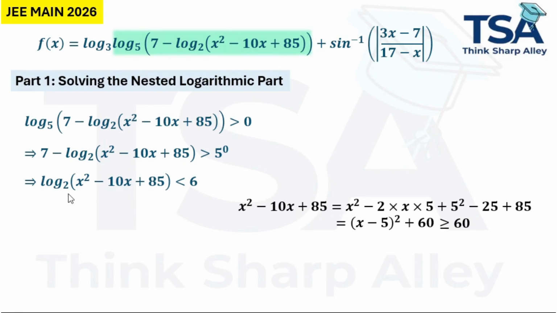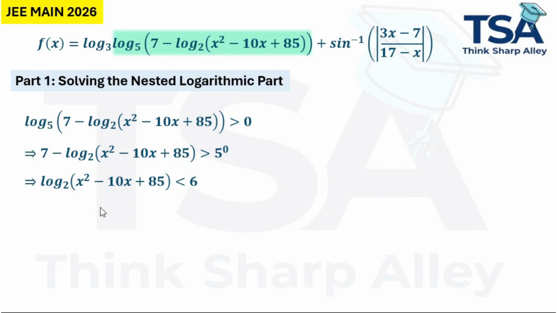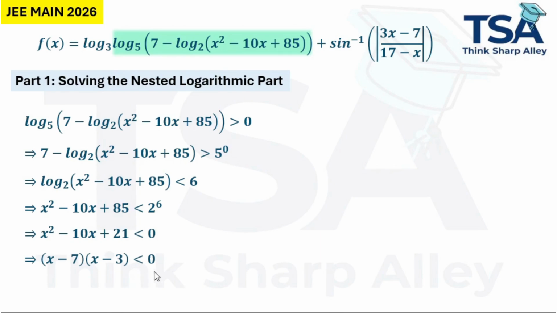Now once again over here, we have log with base 2, which is greater than 1. The base is greater than 1, which means we can remove the log. So we get x² minus 10x plus 85 less than 2 to the power 6. 2 to the power 6 is 64. So when it comes to the left hand side, it gets subtracted. So we get 85 minus 64, that's 21, less than 0. Then we factorize this quadratic using middle term split, and we get (x minus 7)(x minus 3) less than 0, which means x lies between 3 and 7. Let's consider this as condition 1.